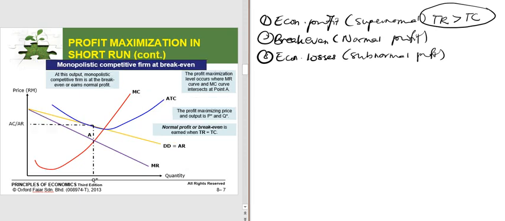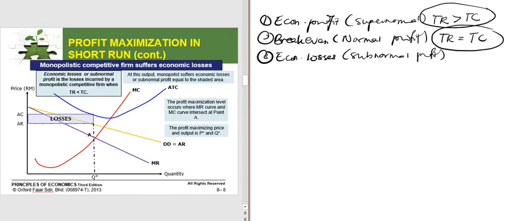Next is break even, where the total revenue must be equal to the total cost. So you notice here the area of total revenue will be the same as the area of total cost, because your minimum ATC is touching the average revenue curve right here. Alright, and then next is economic losses, where the total cost will be bigger than the total revenue.